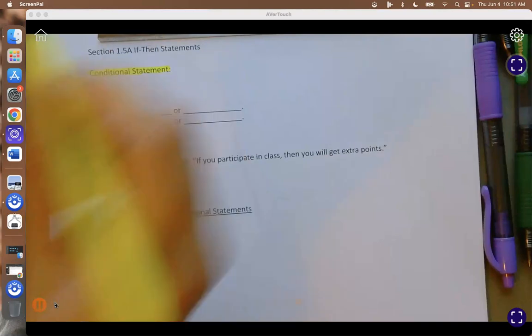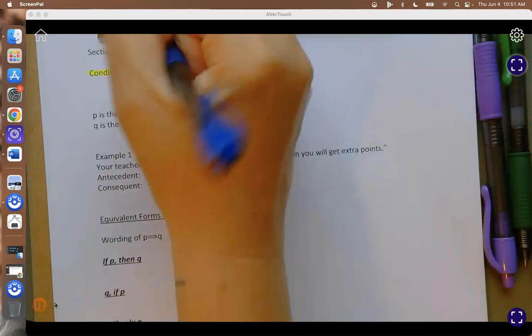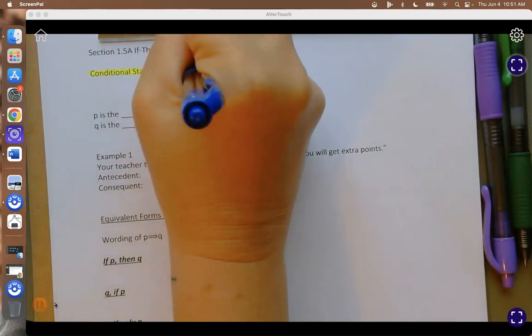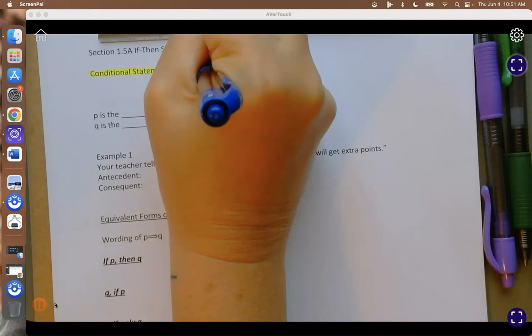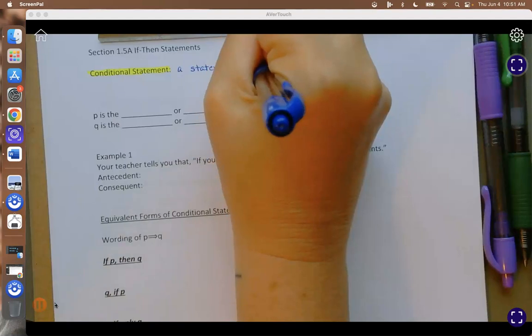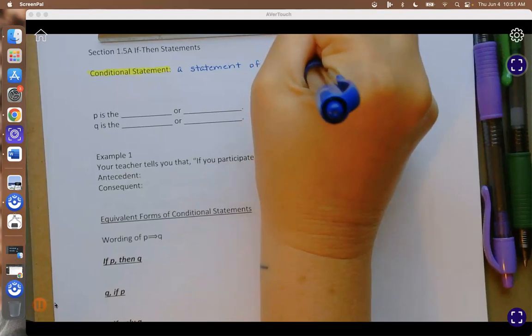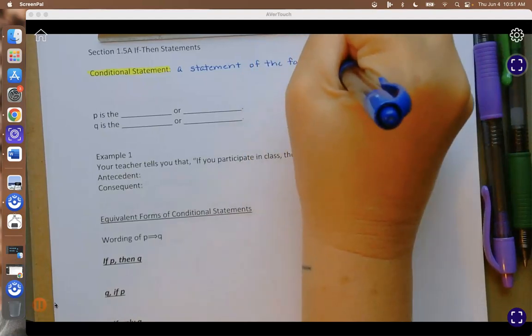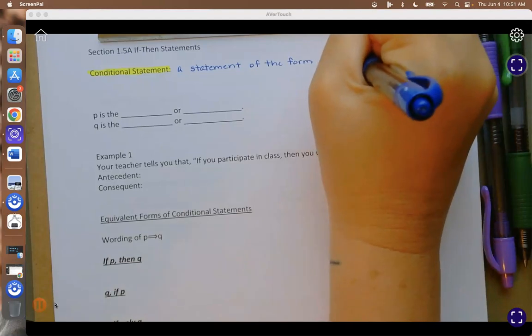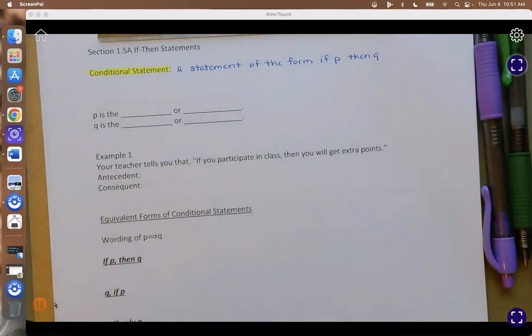Okay, conditional statement. A conditional statement is defined as a statement of the form if P then Q. Okay, if P then Q. So it's like an if-then statement. All right, so if something, then something else.